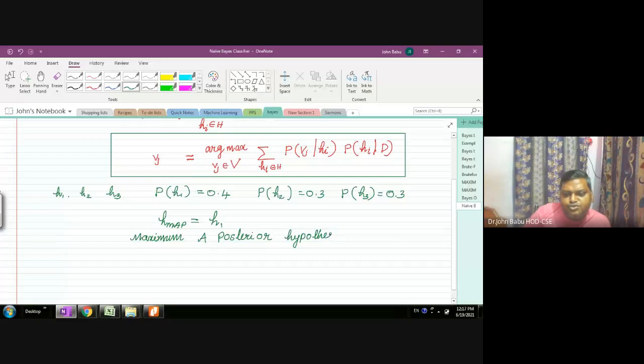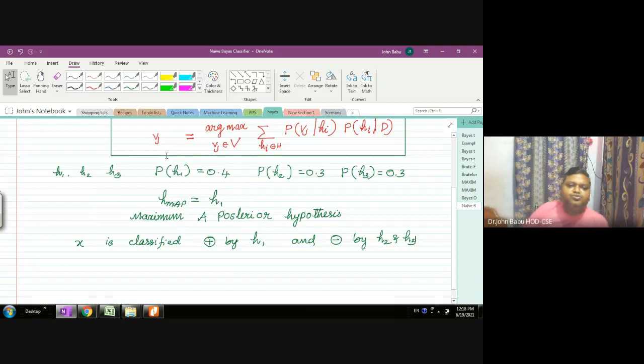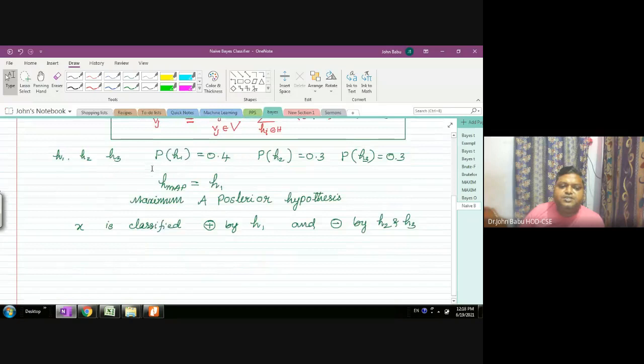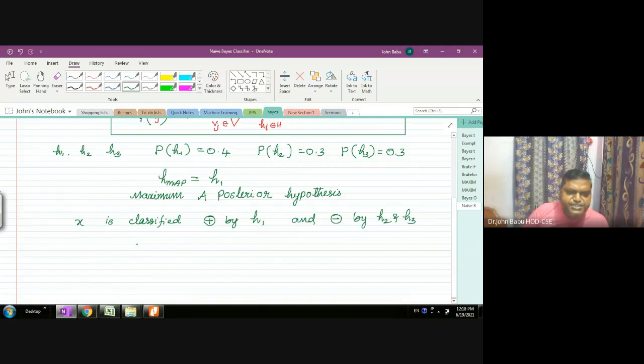So, we have taken an example where an instance X is classified positive by H1 and negative by H2 and H3. In that situation, to know whether it is positive or negative, we will calculate the probability of positive and negative. So, the probability that it is classified as positive is sigma.